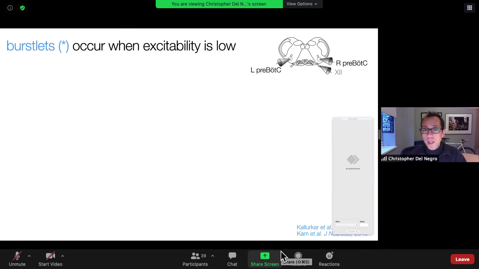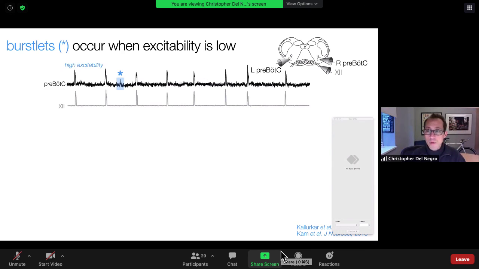So the first thing that we did when we addressed burstlet theory was to see if we could replicate what Kam published in 2013. And this is work I did with my very talented graduate student, Rajita Kallurkar. We tried to essentially replicate every experiment that they did, and we found exactly the same results. So here I'm showing the slice recording where we're making a field recording from the preBötzinger complex with a typical nerve output recording from the hypoglossal nerve.